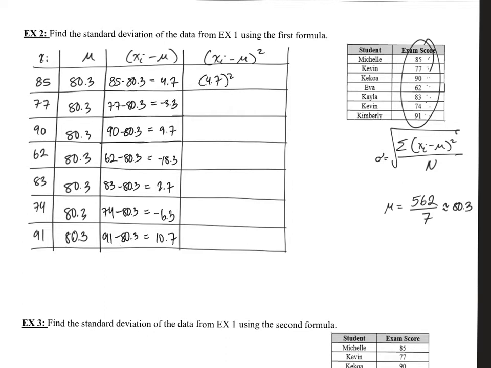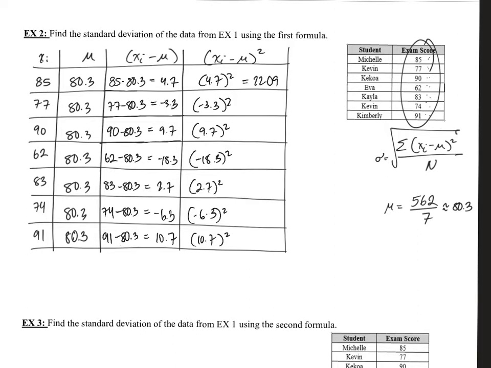4.7 squared. Then we'll do the negative 3.3, square that. 9.7 squared. I'll go ahead and pause the video and fill the rest of this in. Alright, once you've written them all down, we'll go ahead and do the squarings. So 4.7 squared, what is that? 4.7 times 4.7?